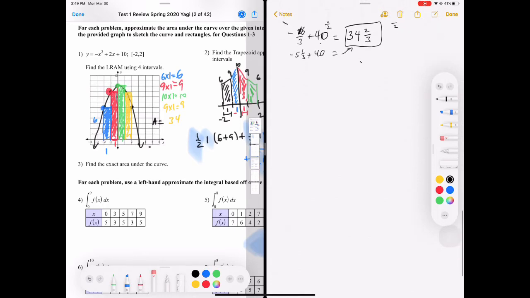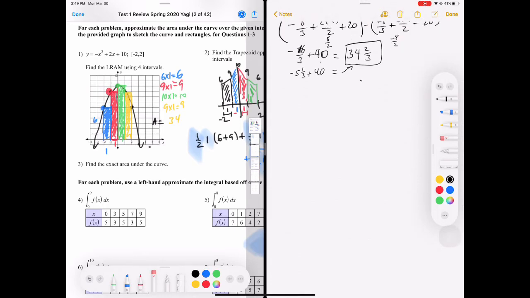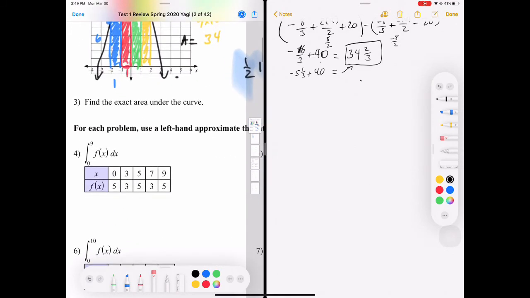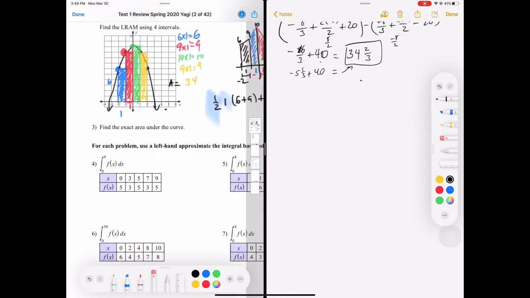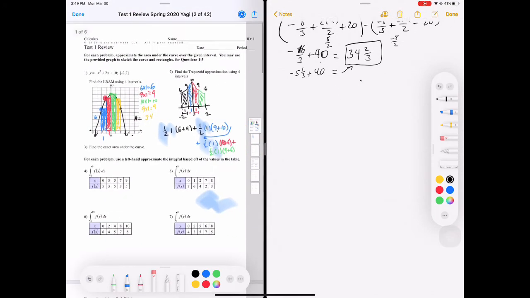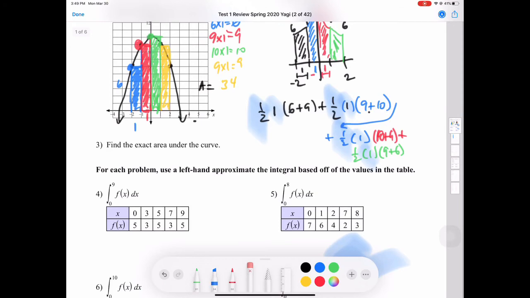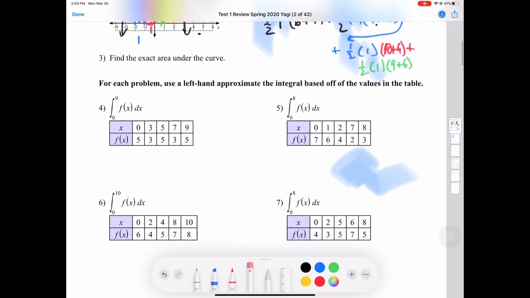Okay, the next couple of questions here, I gave you guys actually a lot of practice because I am not sure Miss O'Brien went over this section. But what if I ask you guys to find, again, the left-hand approximation? Let's read the question. For each problem, use the left-hand approximation to approximate the integral based off the values in the table.